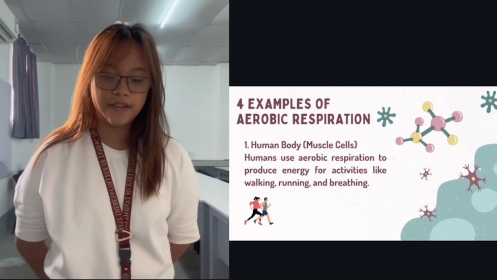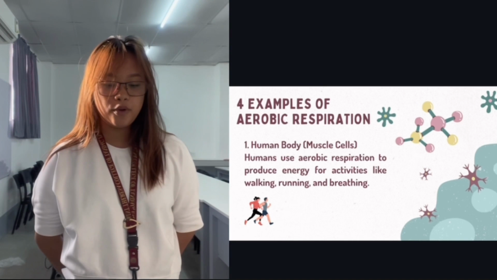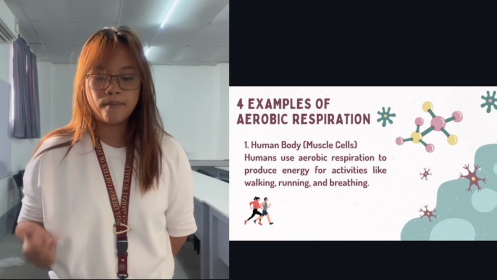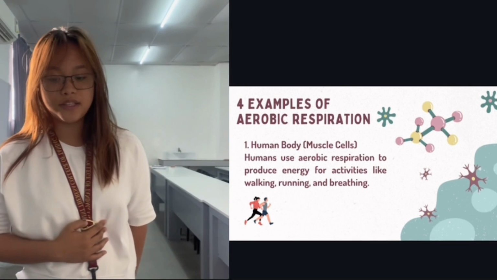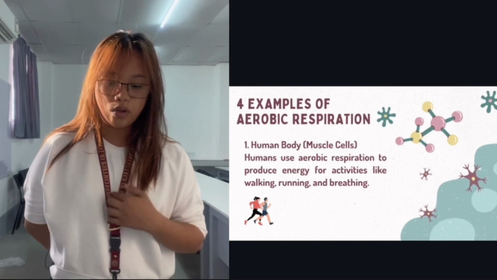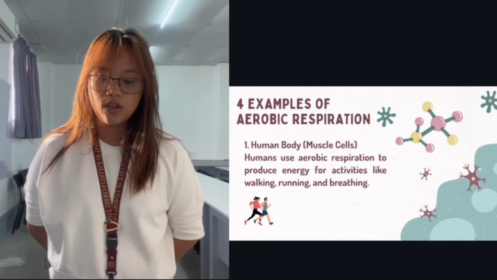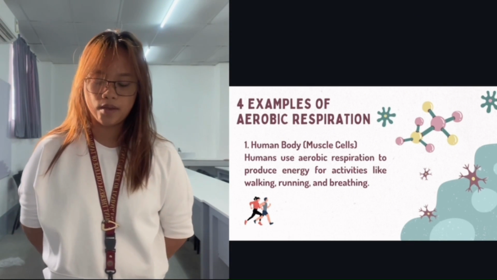Number 1, the human body or the muscle cells. Humans use aerobic respiration to produce energy for activities like walking, running, and breathing. In humans, aerobic respiration happens in our muscle cells. When we breathe normally, for example, when we walk or do light exercise, oxygen is supplied to the cells to break down glucose, giving us energy to keep moving.